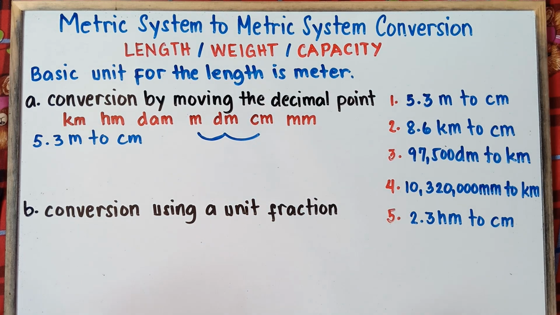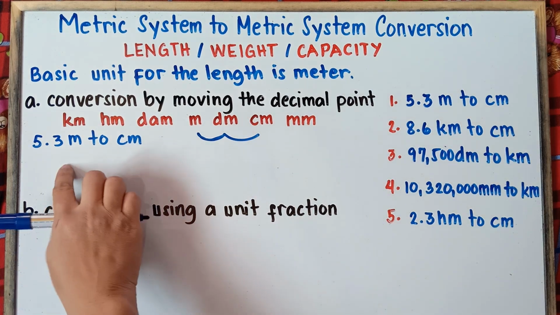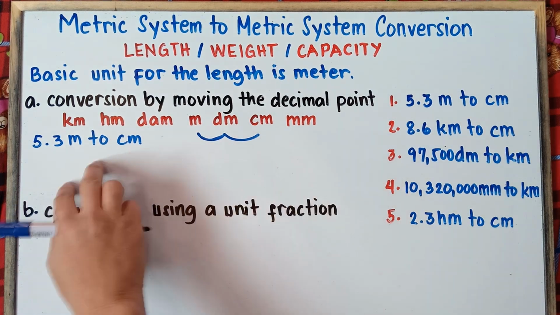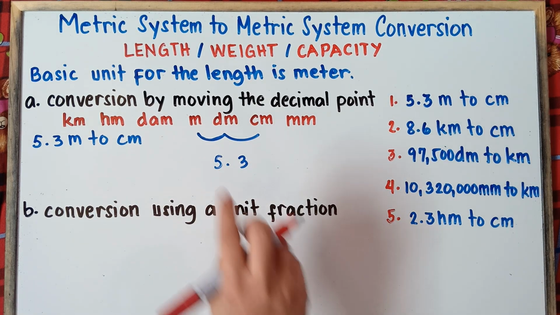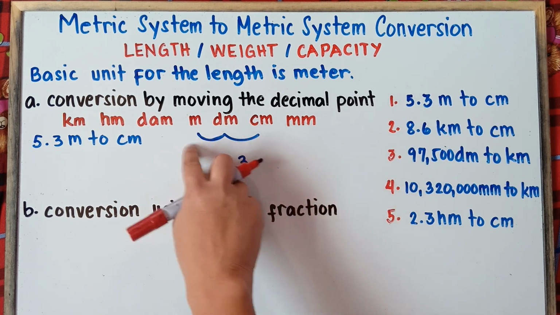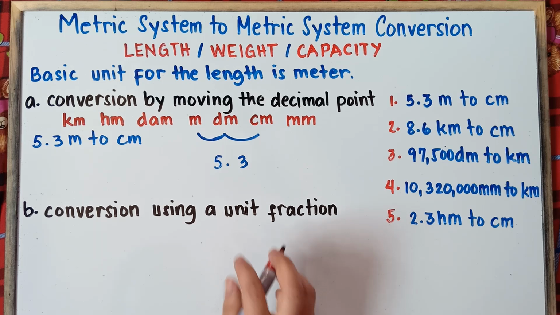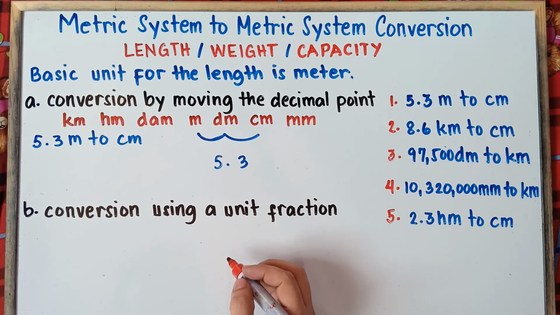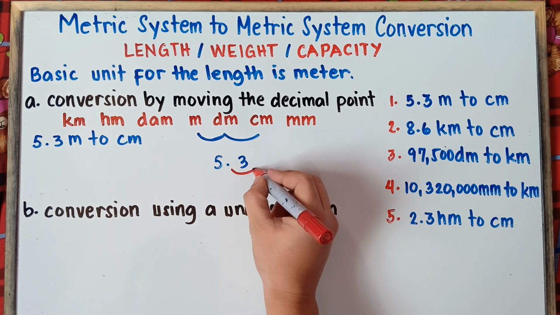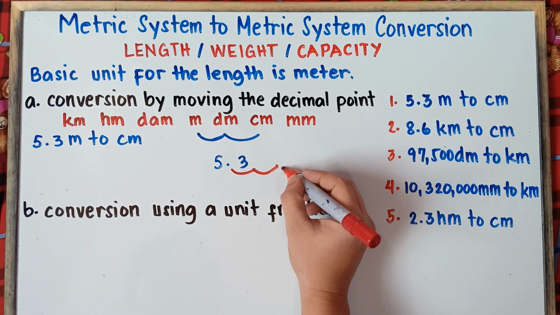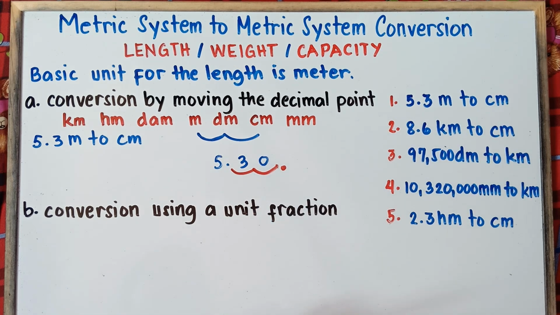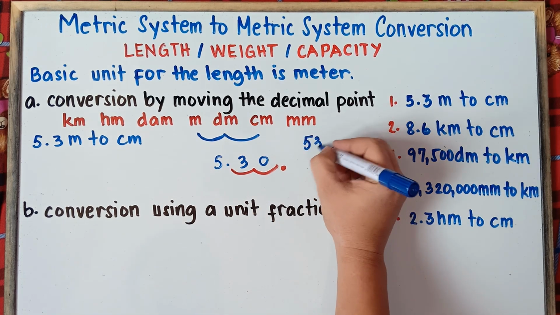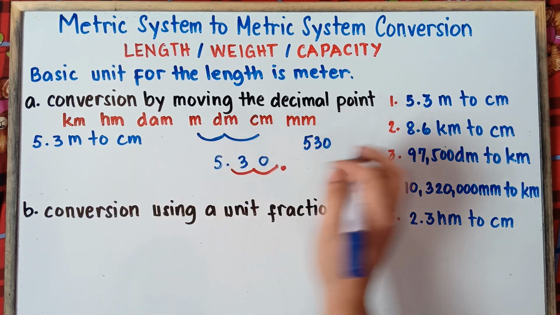Therefore, you need to move 2 units going to the right. Starting from the decimal point, you move 2 units to the right. So 5.3. We need to move 2 units because from meters to centimeters, we move 2 units. 1, then 2. So the decimal point will be here. Therefore, we need to add 1 zero. So our answer is 530, and do not forget the units, centimeters.